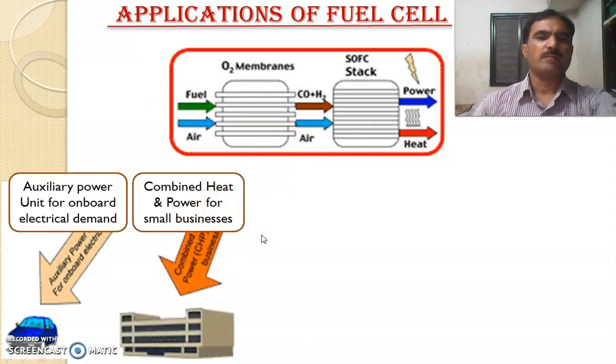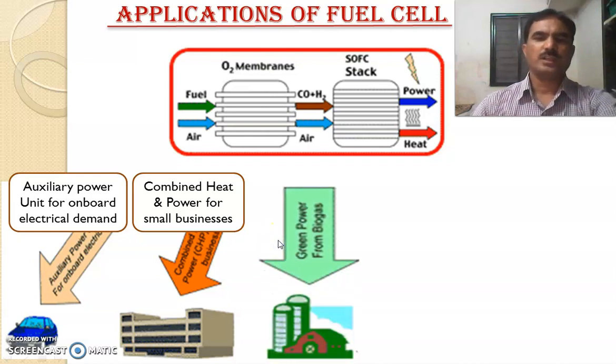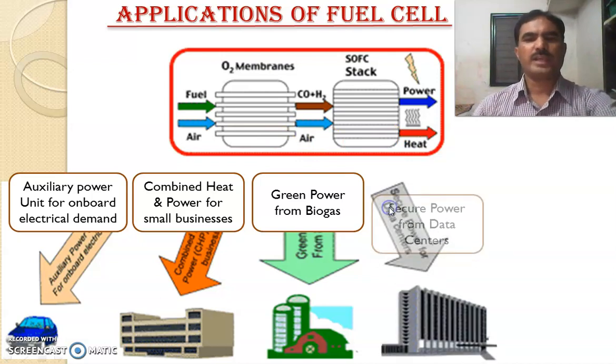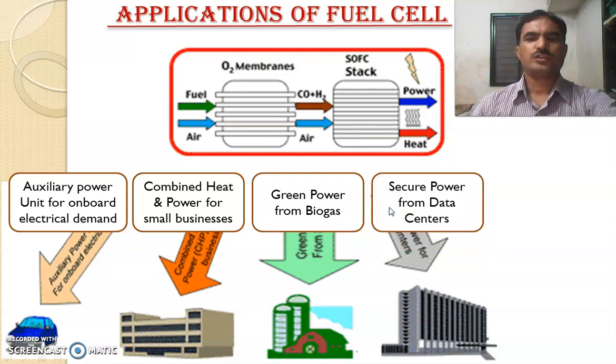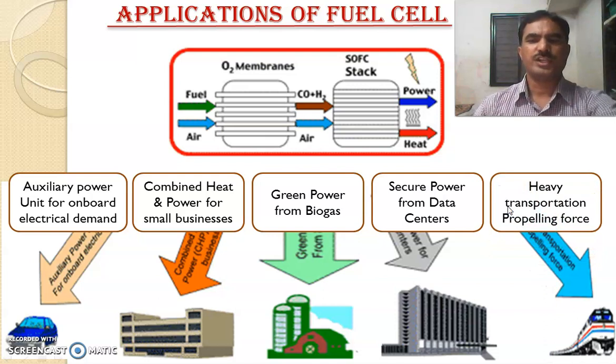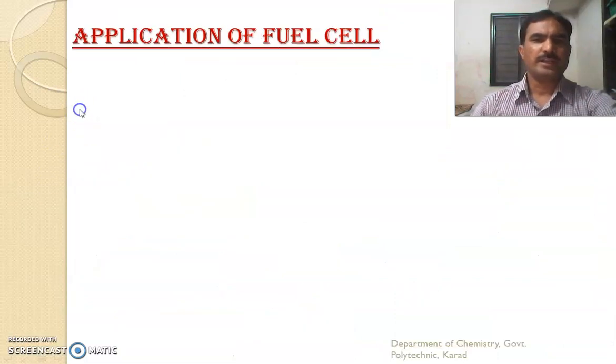Secondly, we can combine heat and power for small businesses. Third, the green power from biogas. The methane which is produced from this biogas can be applicable as a fuel for the fuel cell, and the power generated is known as green power from the biogas. Then we can use that energy for secure power for data centers, and lastly we can use this energy to run heavy transportation propelling forces. For a better understanding, we can take one of the examples in detail.